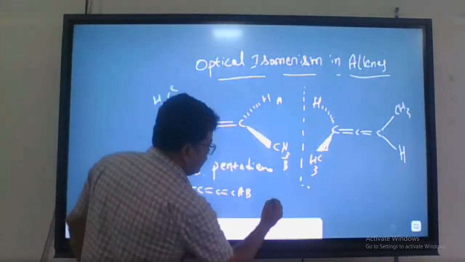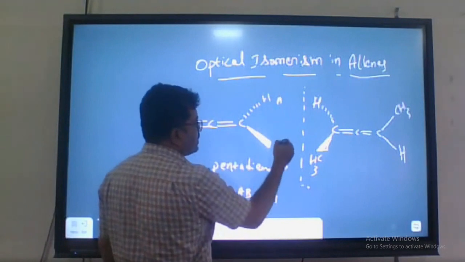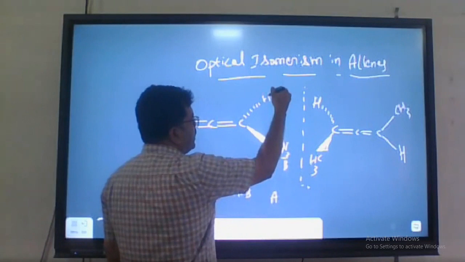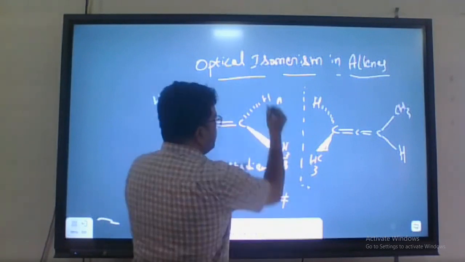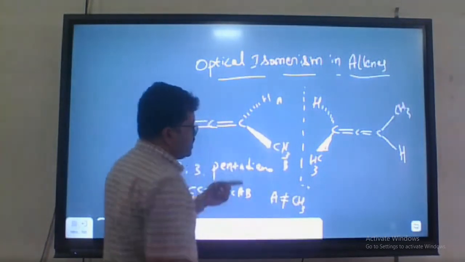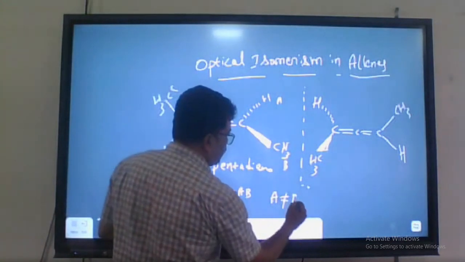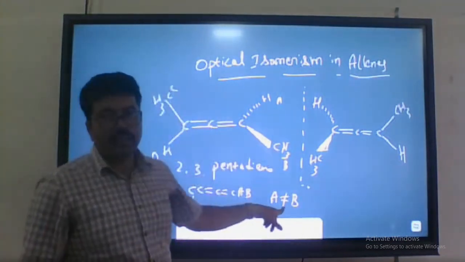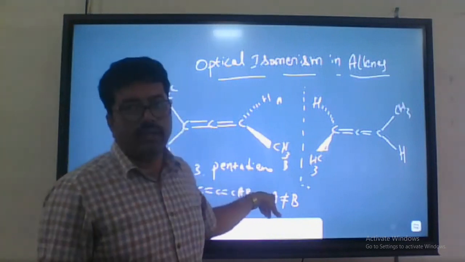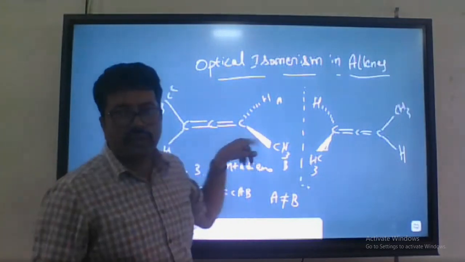But here, see, this is A, this is B. The atom here is hydrogen, the B is CH3. So A is different from B, because B here is CH3, but H here for A. That's why H is not equal to CH3, but H is equal to H. So A is not equal to B in 2, 3 pentadiene.